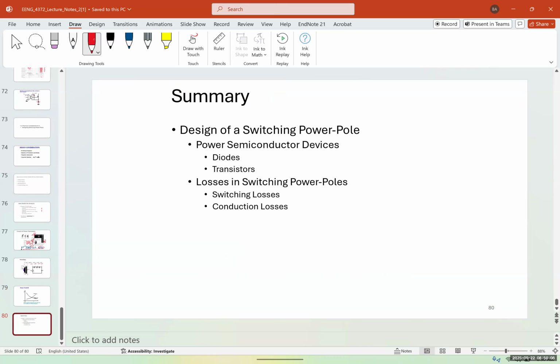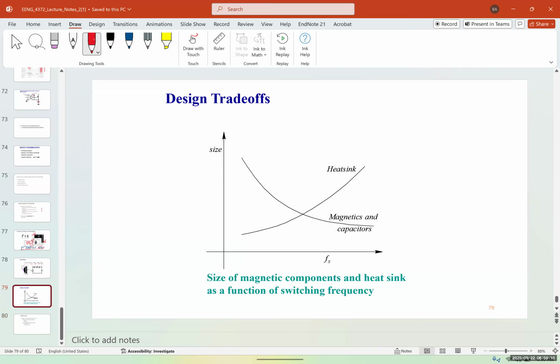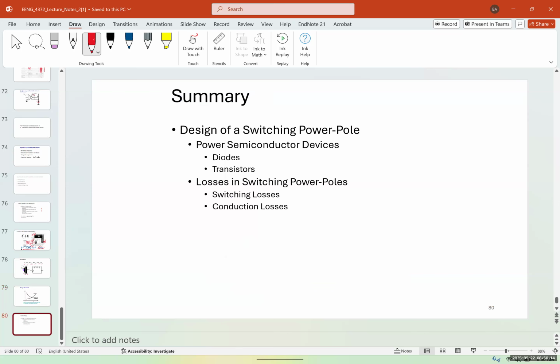And the final part, so this is just for you to know. And the final slide that we have is a summary of today's class. We learned about the design of a switching power pole. We learned about the power semiconductor devices such as the diodes and thyristors and transistors. The losses in switching power poles, the switching losses and conduction losses.